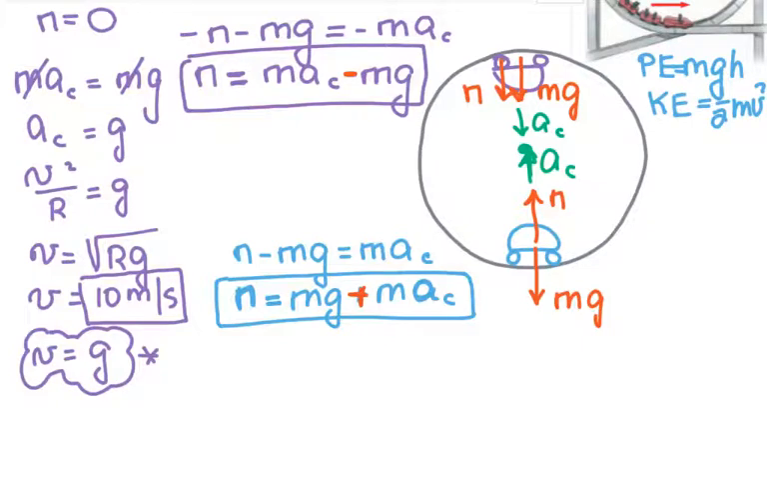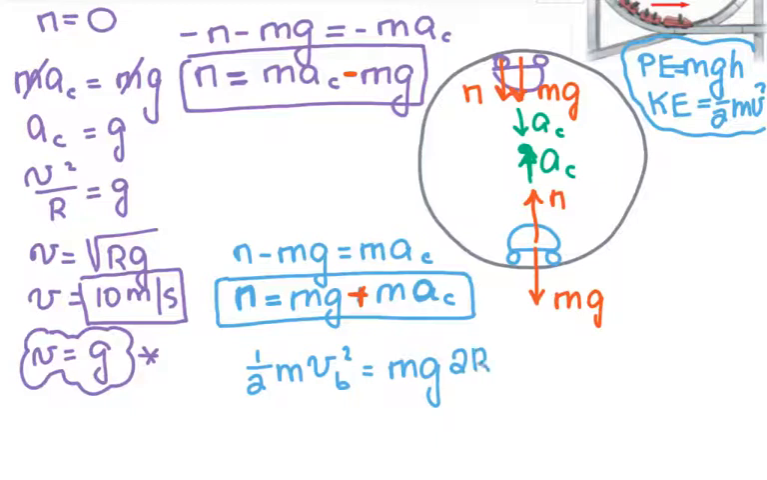So at the bottom, all this energy is converted into kinetic energy. At the bottom, I have kinetic energy of 1/2 m v bottom squared, which is equal to the potential energy, mg times 2r, because that's the height, plus 1/2 m v top squared. And this is your v top, the one that we just found, the velocity at the top.